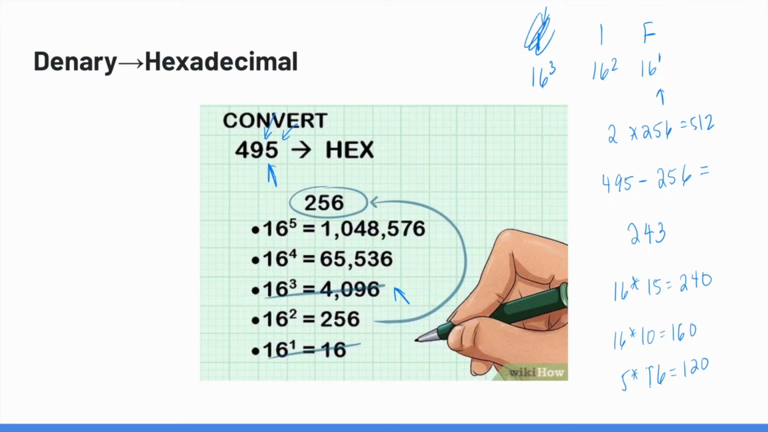We're going to have one F. So if that gives us 240, that means you've got 240 right here. So we can do 243 minus 240, which is equal to 3. And then for our last place, we're going to have 16 to the power of 0. And to get 3, we just need to put a 3 right here, because 16 to the power of 0 is 1, and 1 times 3 equals 3. So this would be our answer for 495 if you were converting it to hex.